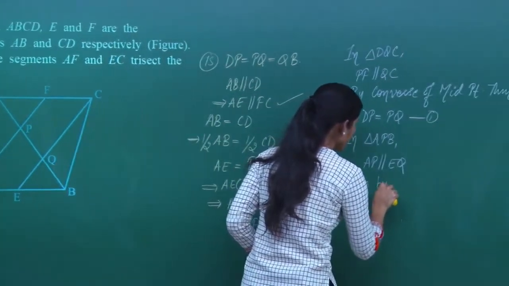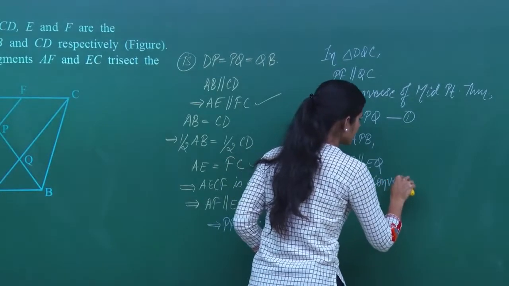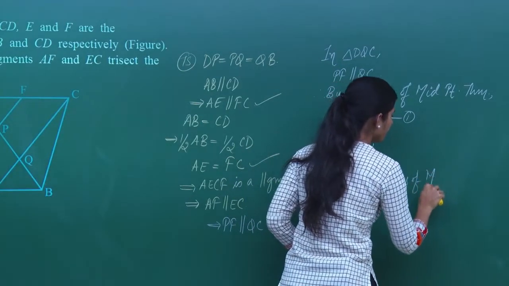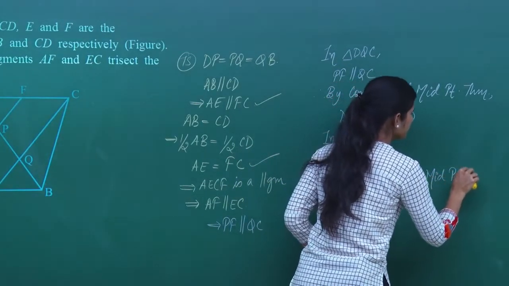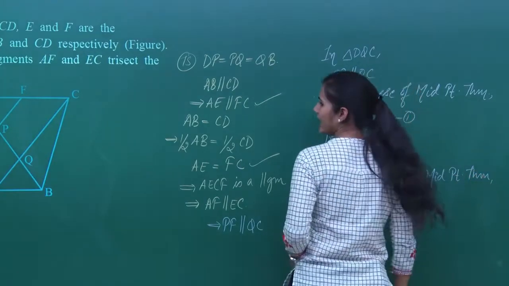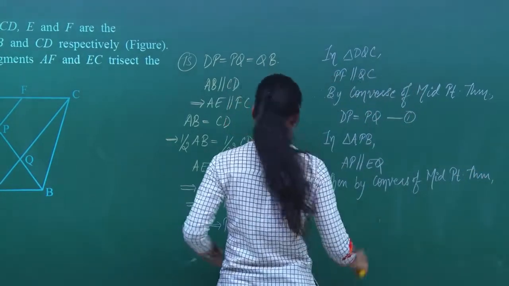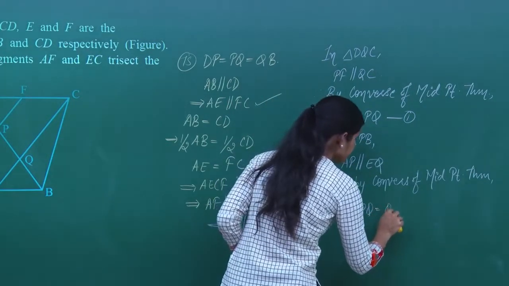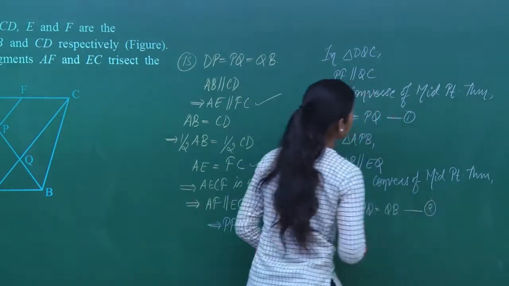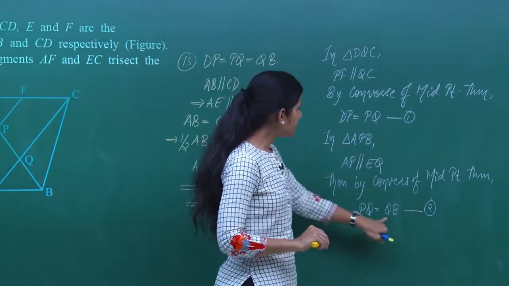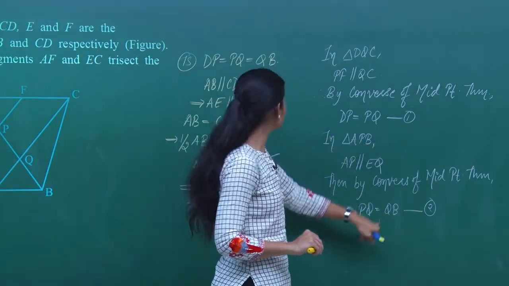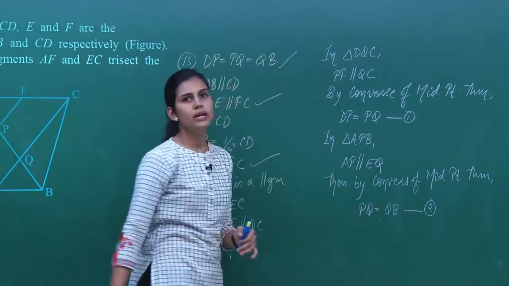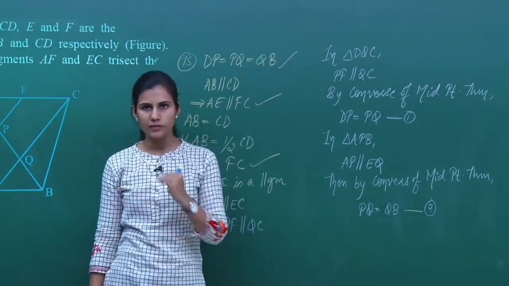Then, by converse of midpoint theorem, I have Q is the midpoint of PB. So, I have PQ is equal to QB. So, I have DP is equal to PQ, but PQ is equal to QB. So, DP is equal to PQ is equal to QB, which I had to show, and that is what completes the proof of this.